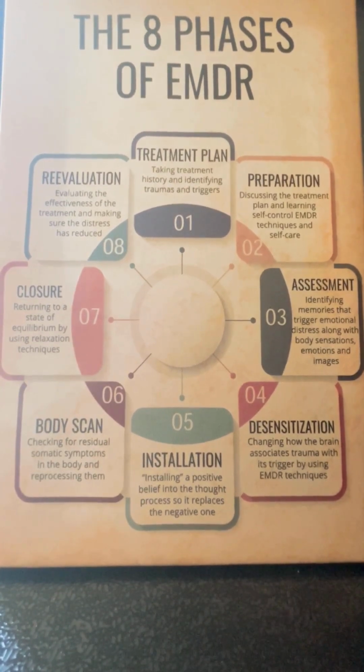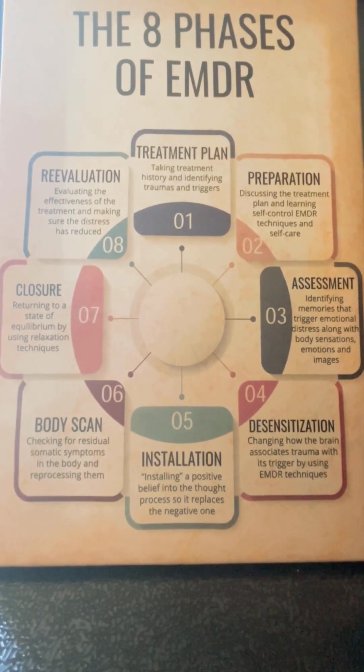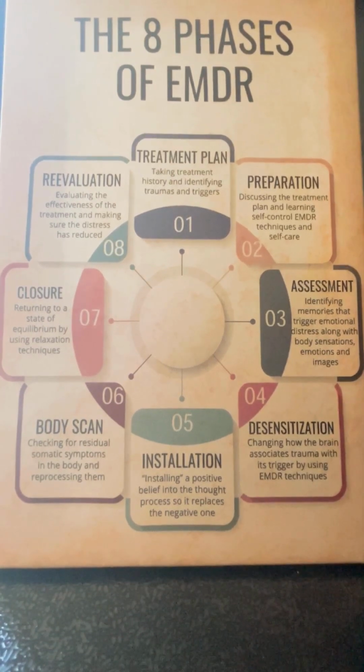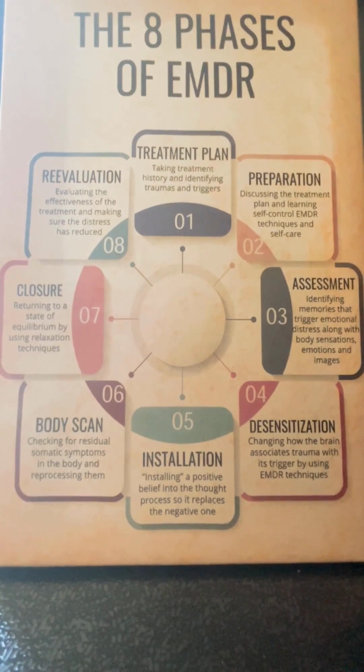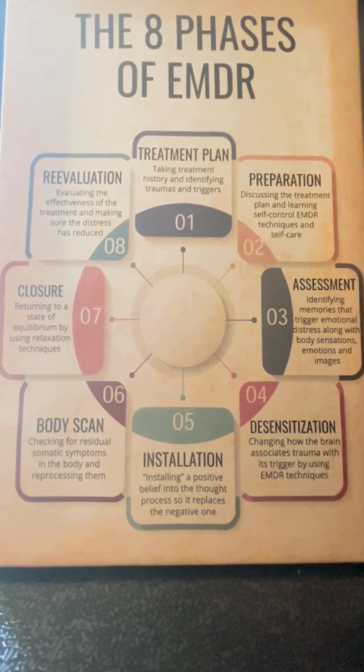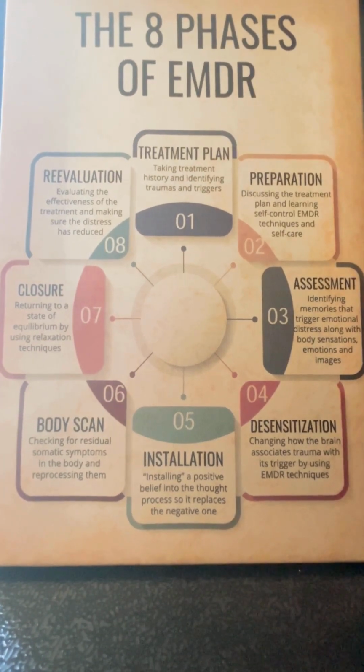So here we're going to install that positive belief into the thought process so it replaces the negative one. So this is usually our positive cognition. If our negative cognition was "we are a bad person," the positive cognition that we're going to try and install is "I am a good person."